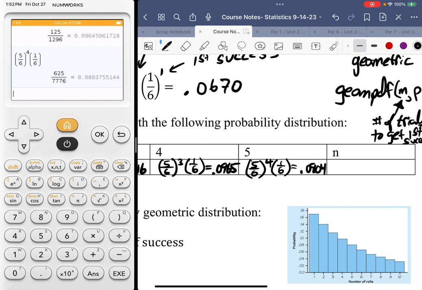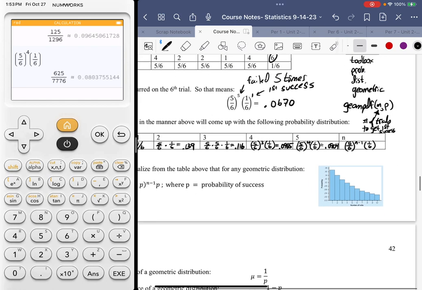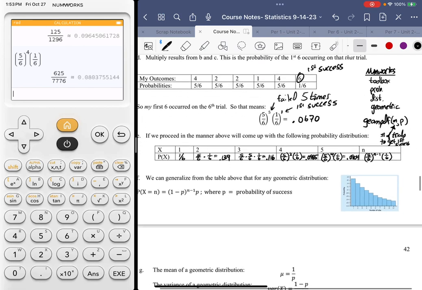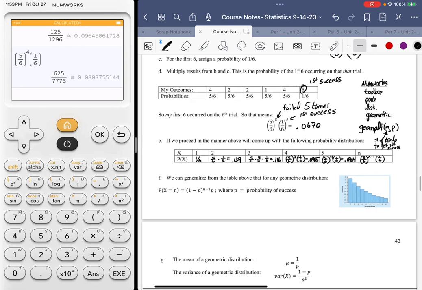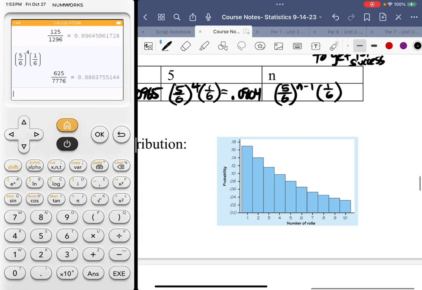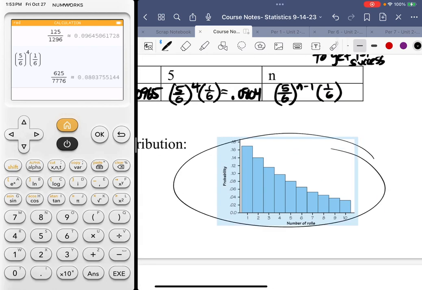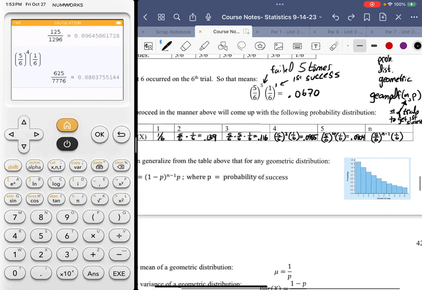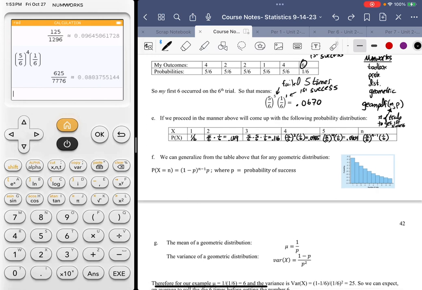But when looking at it from the perspective of n, rather than raising it to the 6th, 7th, 8th, all the way up to the 1 bazillionth power, we can do 5 over 6 to the n minus first power multiplied by 1 over 6. And if we were to graph that, we would get a histogram that looks along these lines, showing that it is a skewed distribution.